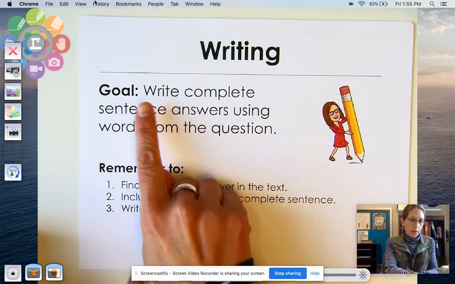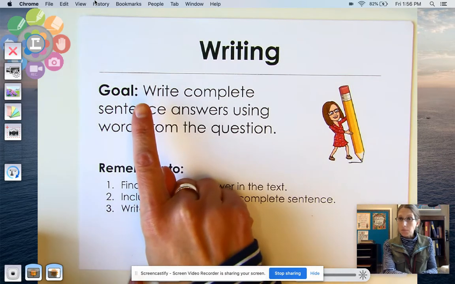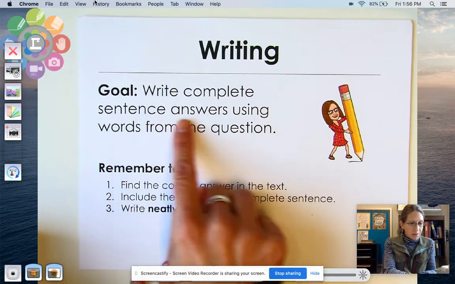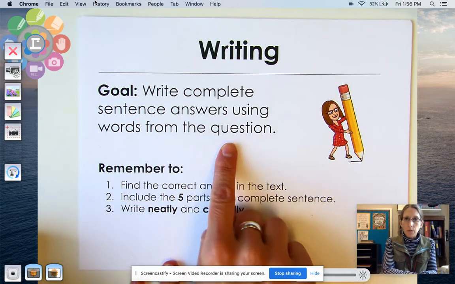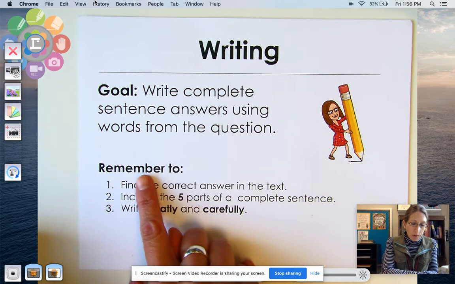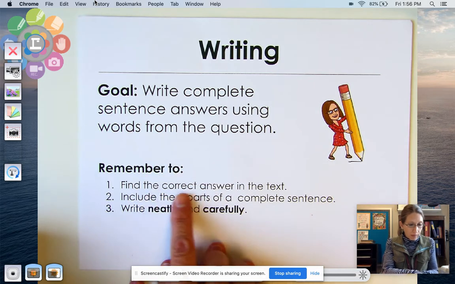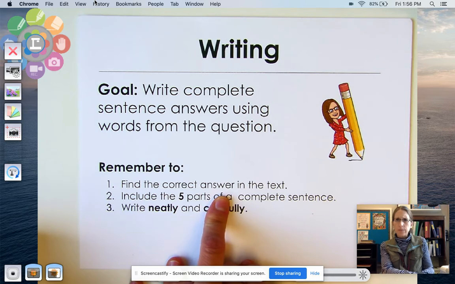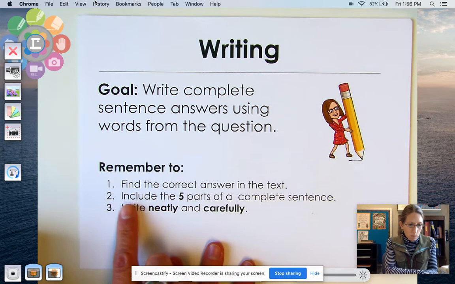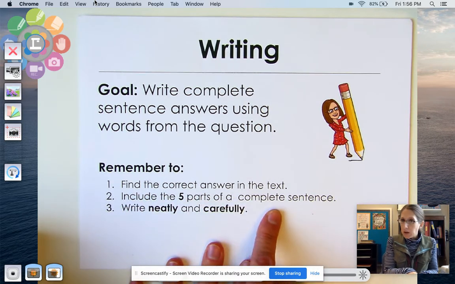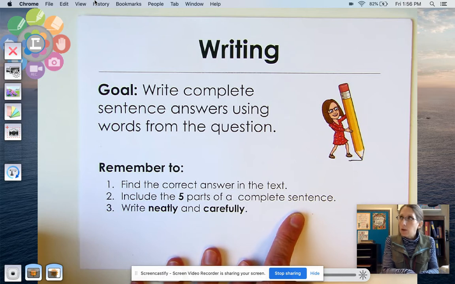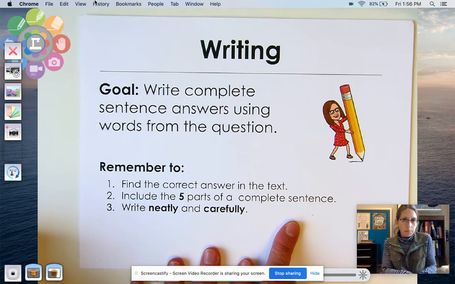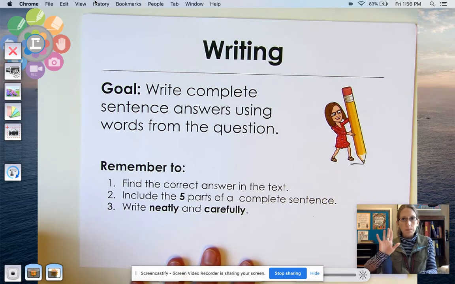We are going to do some writing today, and here is our goal. We want to write complete sentence answers using words from the question. We are going to remember to find the correct answer in the text. It's our text evidence, always a prudent thing to do. We are going to include the 5 parts of a complete sentence. So we know, a sentence is complete when 5 simple rules it meets.